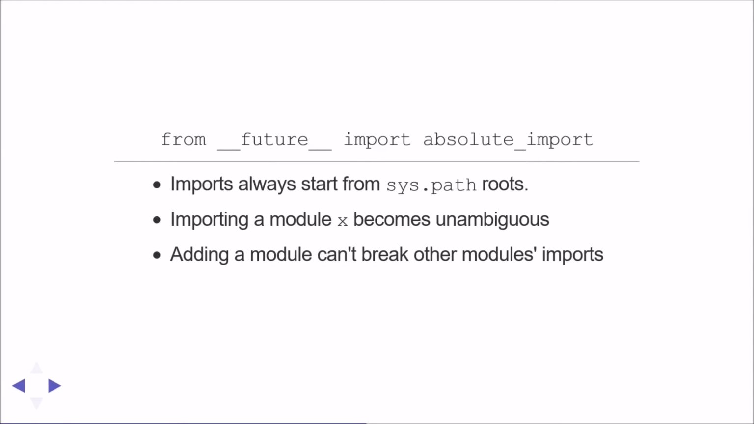The next feature flag is absolute import. Python 3 abolishes the implicit relative imports that could occur in Python 2. That is, imports must always start from sys.path roots unless marked as explicitly relative by prefixing the module name with a dot. This means that import x becomes unambiguous, and introducing a module cannot break other modules' imports. The safety of adding the absolute import flag can be determined entirely statically, and is among the safest feature flags to add.